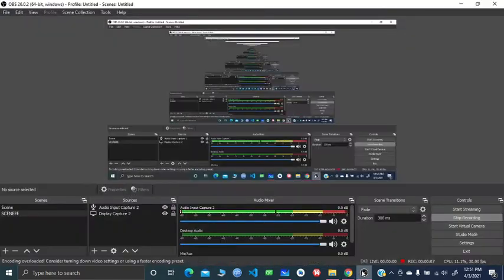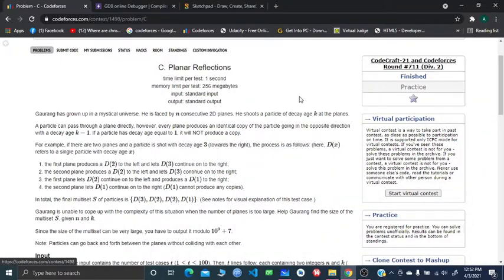I'll be explaining CodeCraft-21, Codeforces 711, Division 2, Problem C, Planar Reflection. Now, this problem is a very good one if you want to understand recursion, because it's a recursive DP. I did it using a recursive DP approach, and it's a very good problem to understand recursion as well.